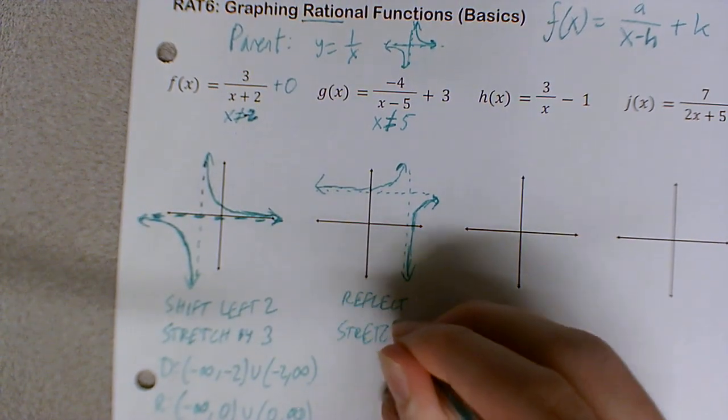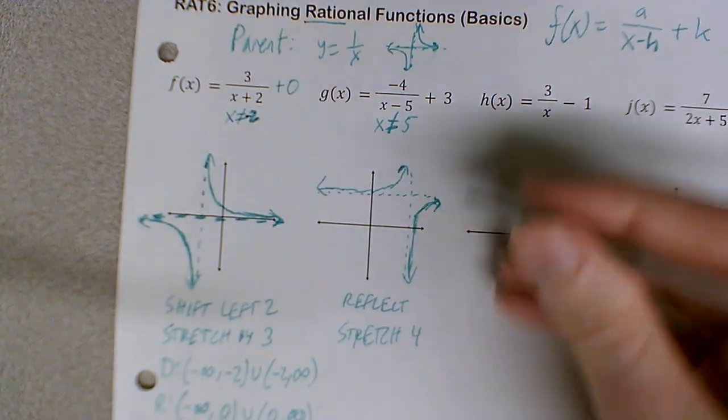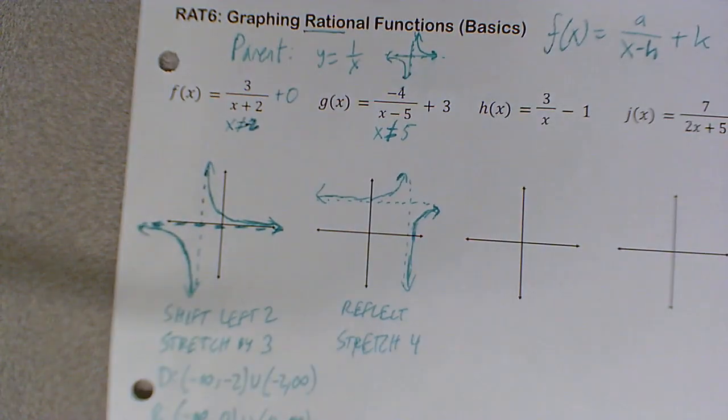We can also say that it is stretched by a factor of 4, because that is what the numerator is. We disregard the negative when we talk about stretches and compressions because the negative only determines a reflection.